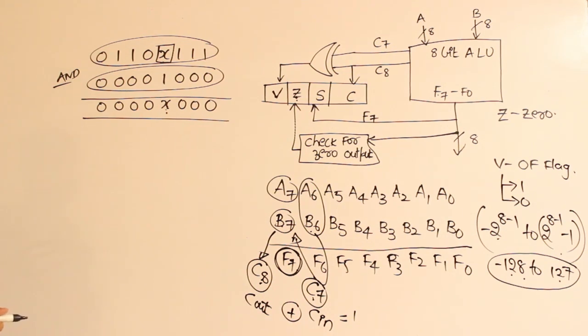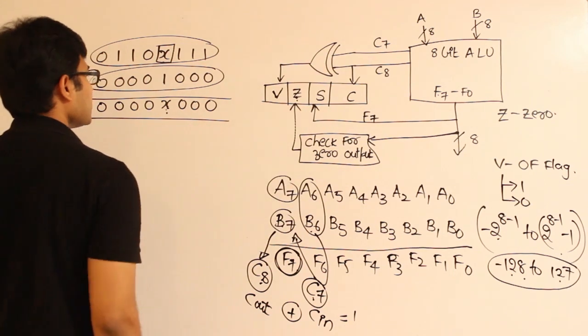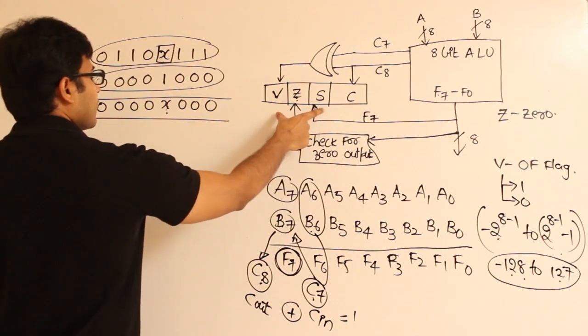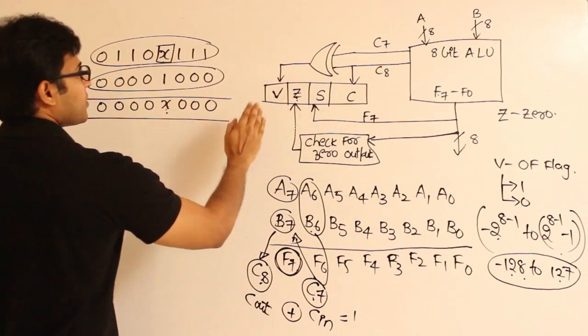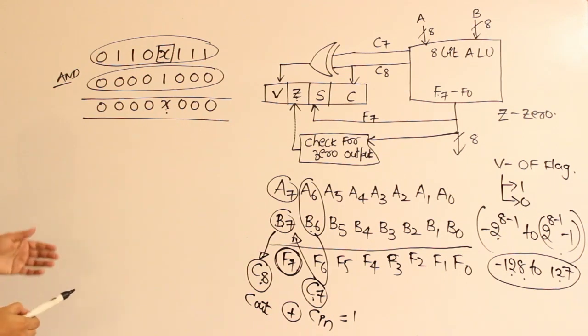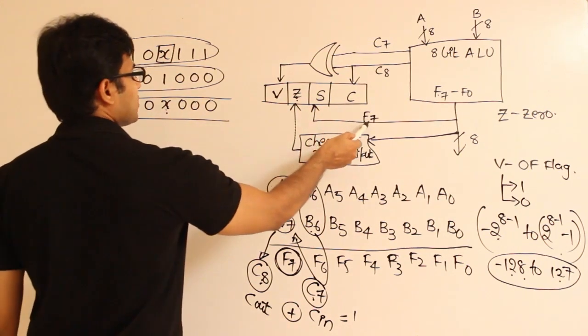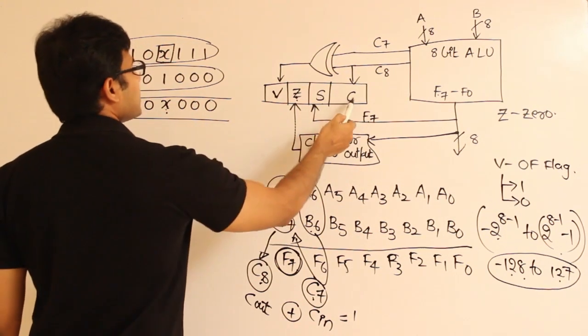Got it? So these flags are going to be automatically set for every arithmetic and logic unit operation, but whether they are used or not depends on the type of the next instruction. If it is a conditional branch instruction, they are going to use it, and based on the contents of these flags, they will take some decision. Got it? So F7 is used to set S. And the next one is C.